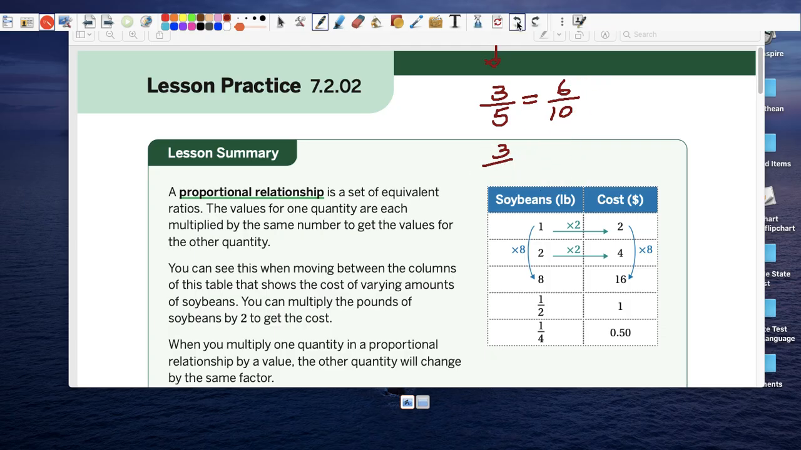Can you also think about the scale factor? What took the 3 to become 6? Times 2. So I increased it by a scale factor of 2. Was the bottom also times 2? Yes, 5 times 2 is 10. So equivalent ratios might have different numbers, but they are equal to each other.